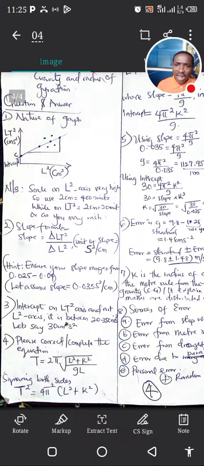So the intercept is on the L square, not on the LT square. All right, so you can ignore that from the manual. Just understand what I just mentioned here.